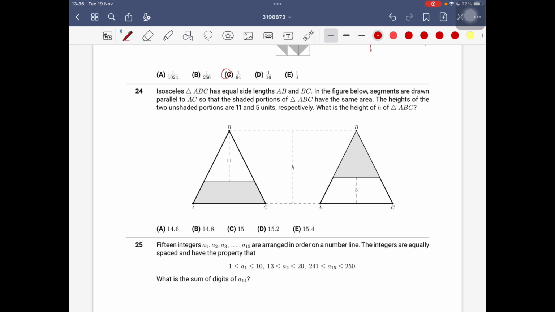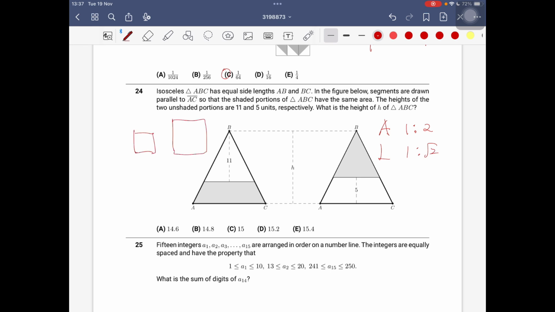Isosceles triangle ABC with equal lengths 11 and 5 respectively. And now we have the shaded portion of ABC. They are the same area. Okay. So this is, we know, this is 1 and 1, which means this area and the large area, the ratio of the areas is 1 to 2. Area ratio is 1 to 2. Then the length ratio is 1 to square root of 2. This is what we know.